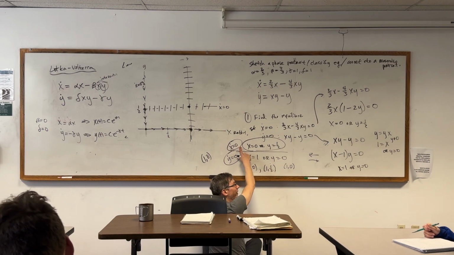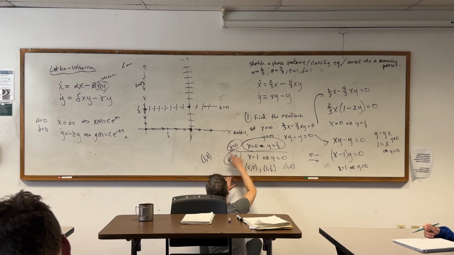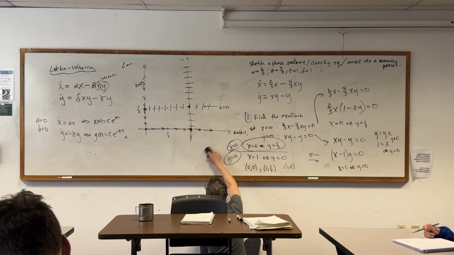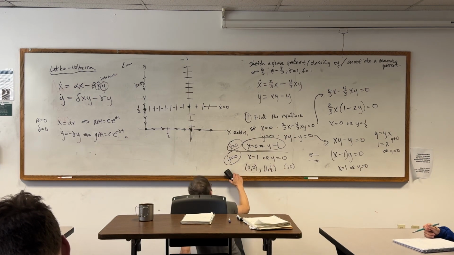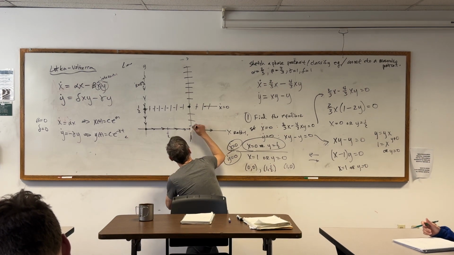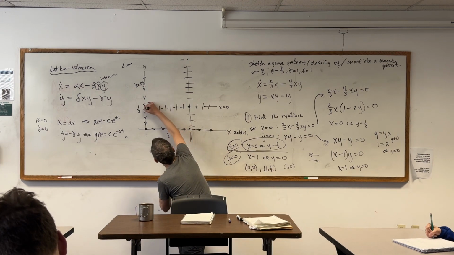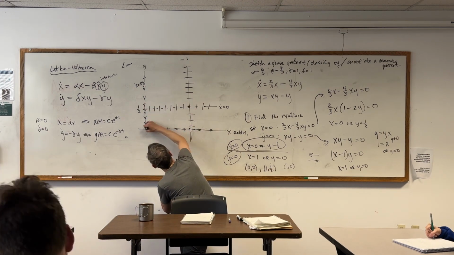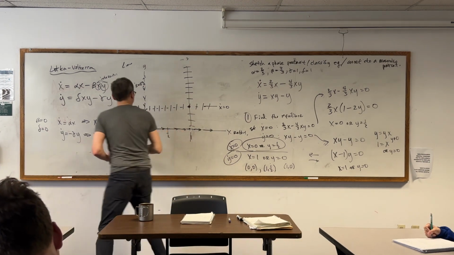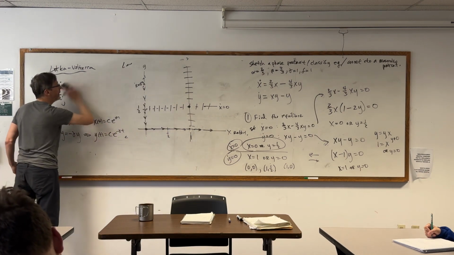It's a little confusing. Does that help? Okay, cool. Thank you for asking that. That's a great question. So we really only have 2 equilibria, and they are at the origin, and at this crossing right here. And that's good news, because that means we only have 2 things to classify.